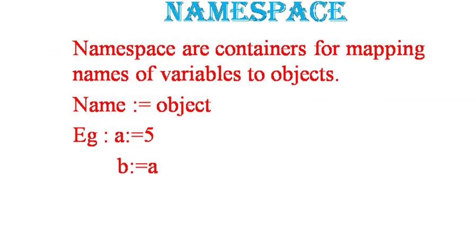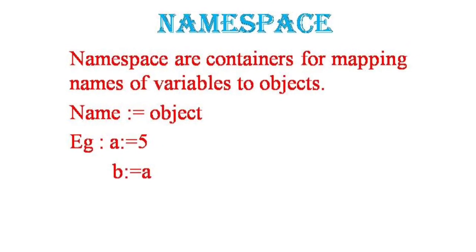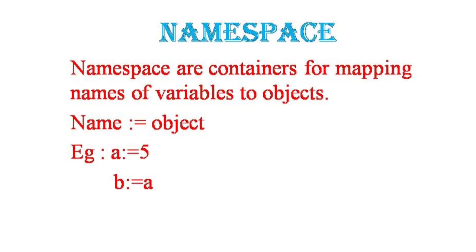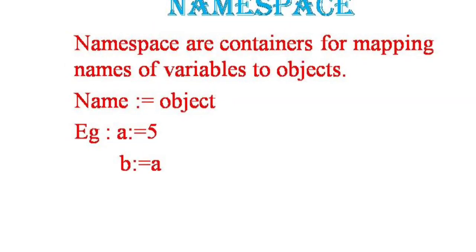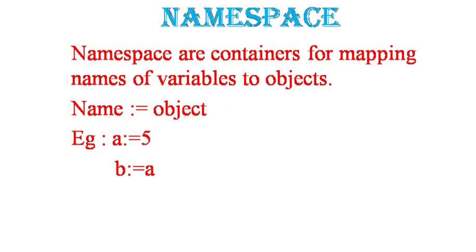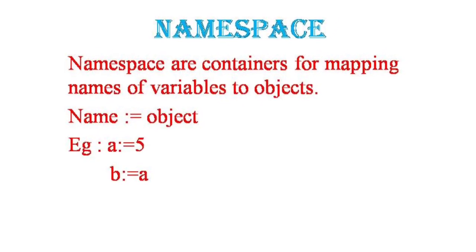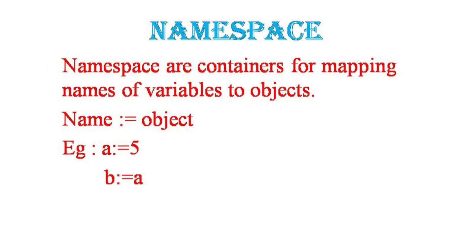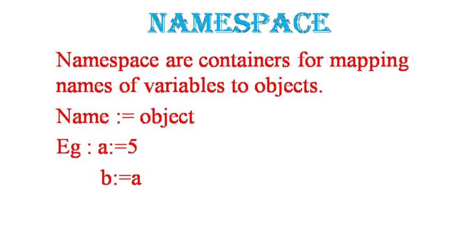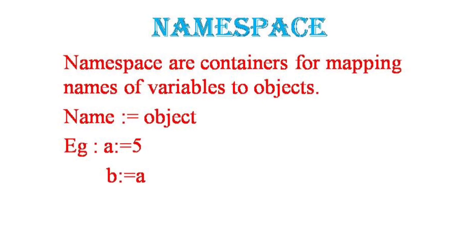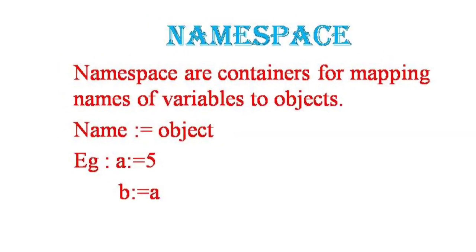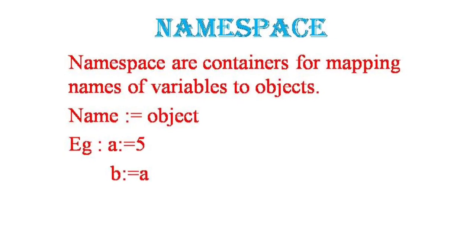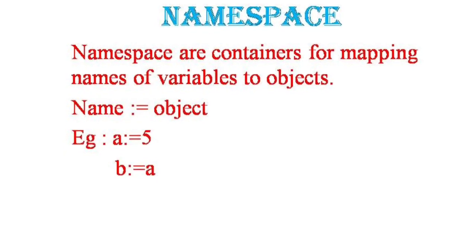Now we will see what is a namespace. Namespaces are containers for mapping names of variables to objects. You can think of them as dictionaries which contain a list of words and their meanings. The words are mapped with their meanings in a dictionary, whereas names are mapped with objects.